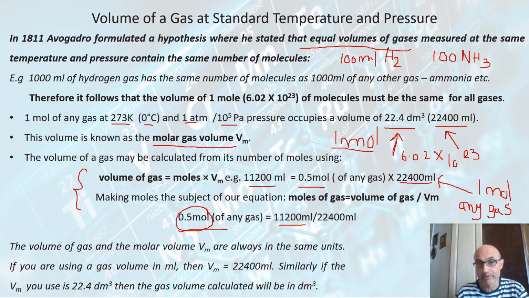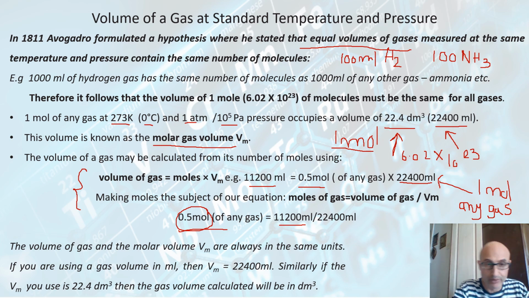If, for example, I were given 2,240 mils, that would be 1/10 the volume. So since it's 1/10 the volume, I would expect to have 1/10 the moles. So instead of 0.5, the answer would work out to be 0.1 of a mole of any gas.